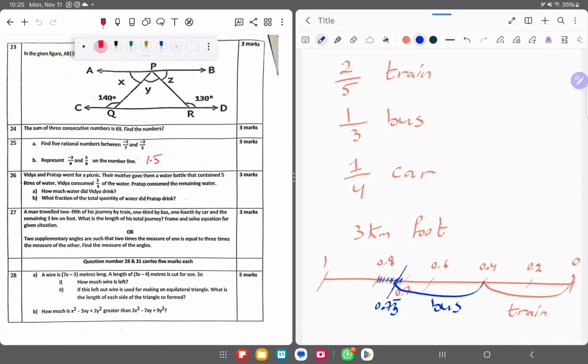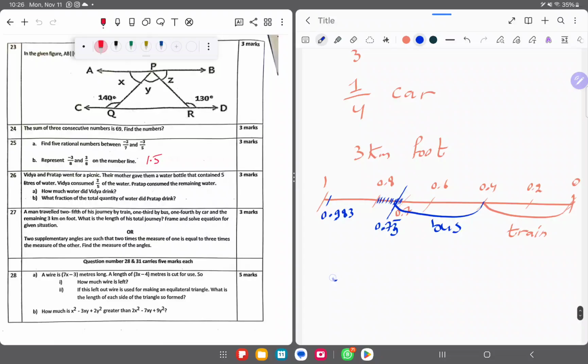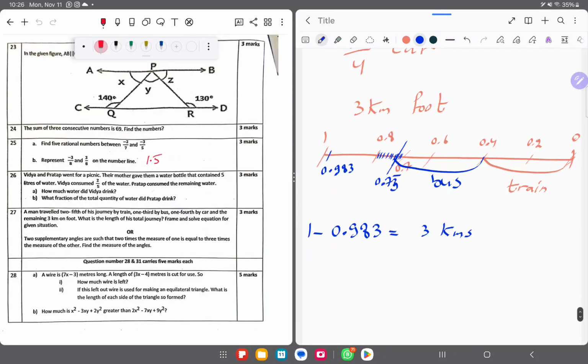Now 1 over 4. 1 over 4 is 0.25. 0.733 plus 0.25 is 0.983. So this is 0.983. If this one is 0.983, then 1 minus 0.983 equals the 3 kilometers by foot.